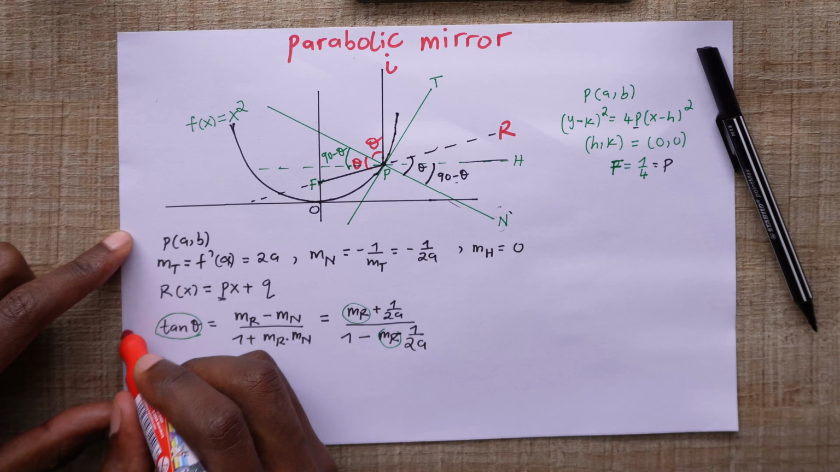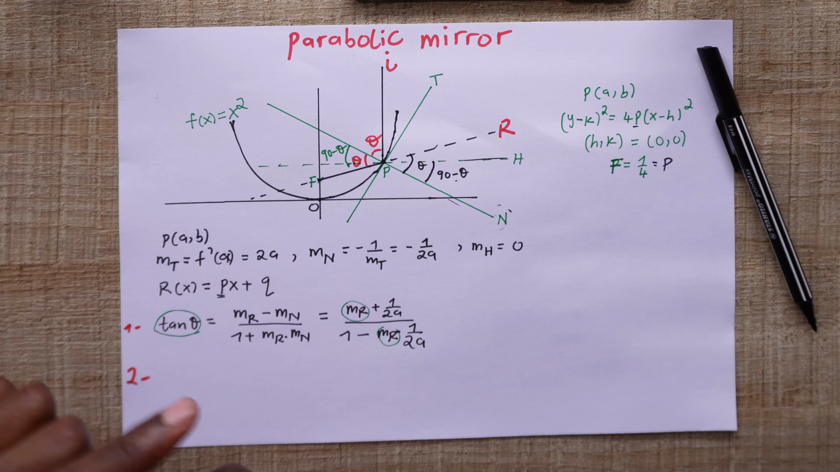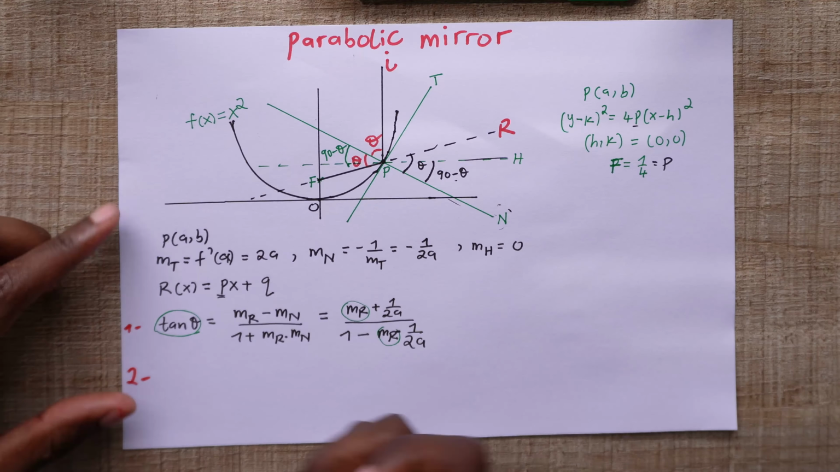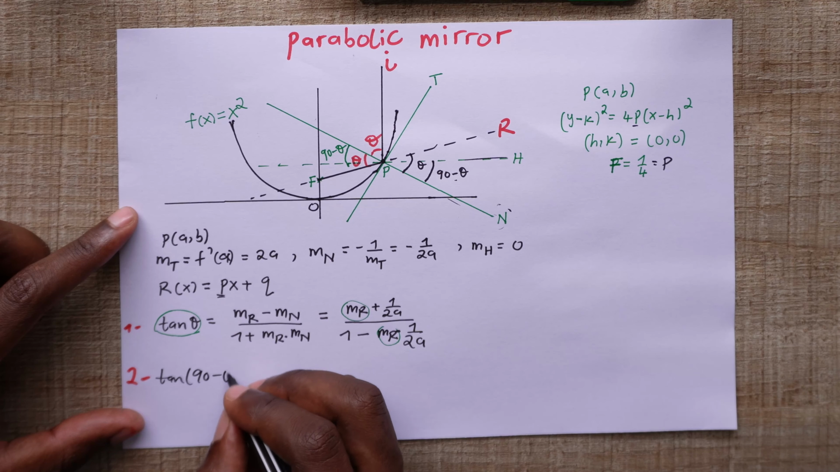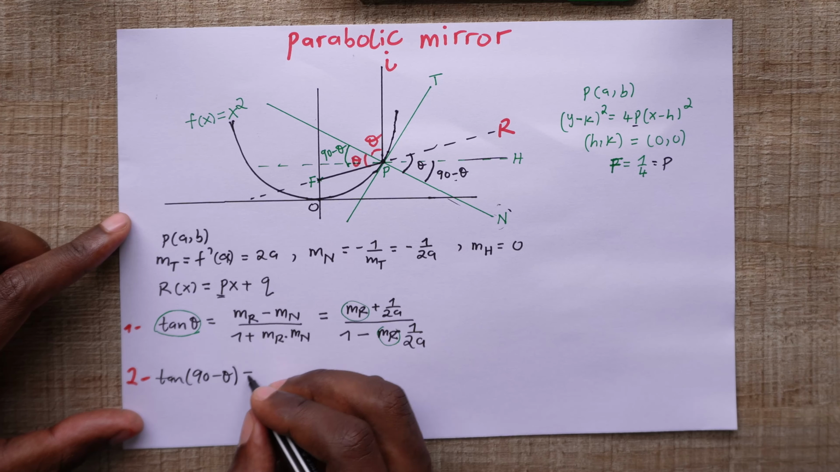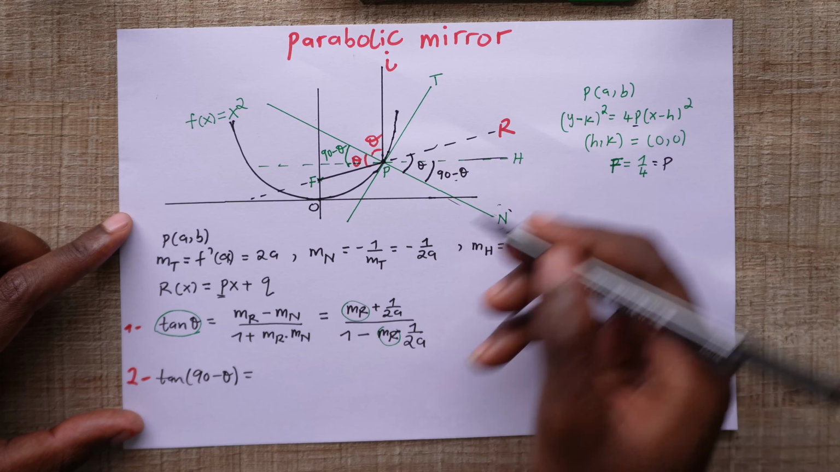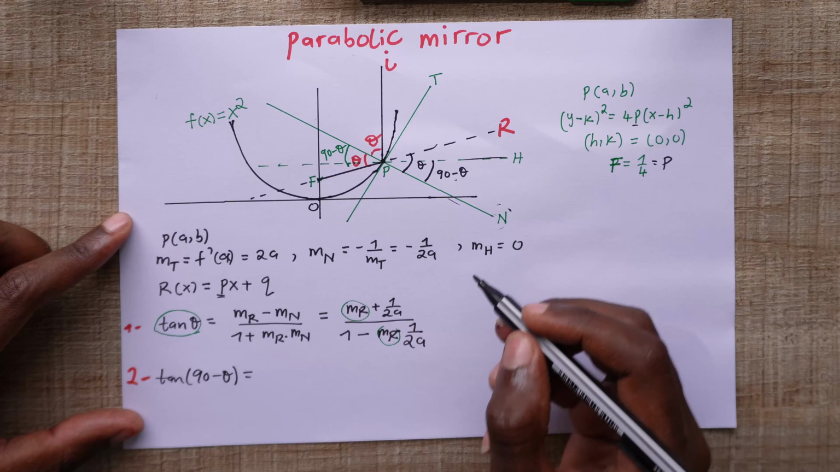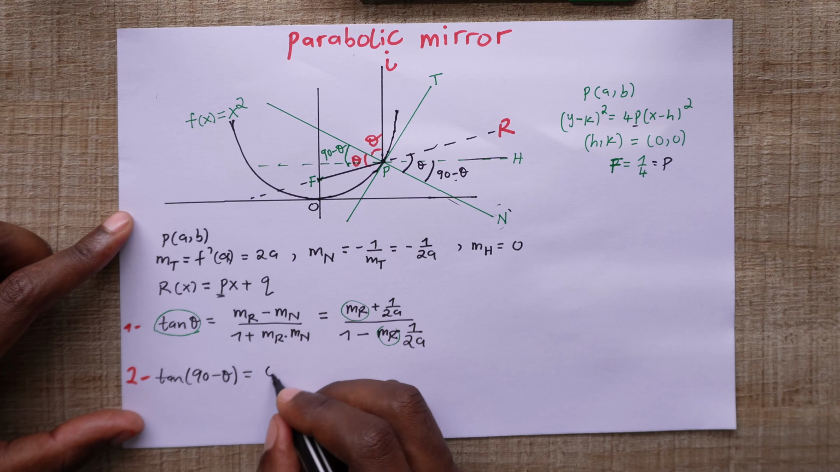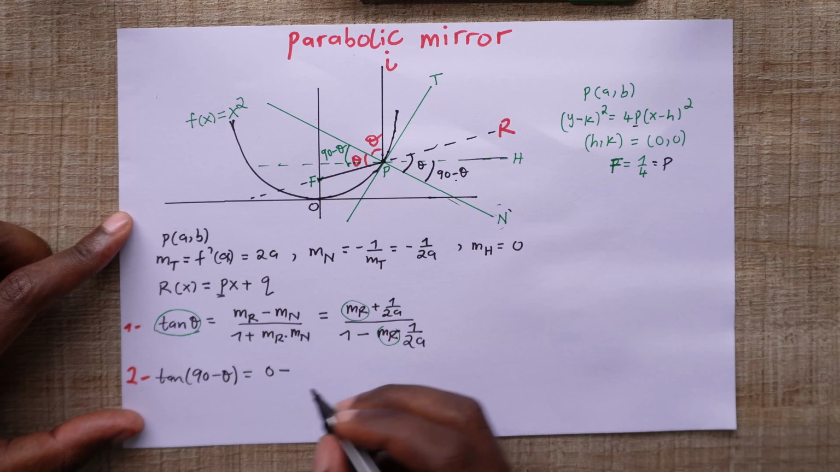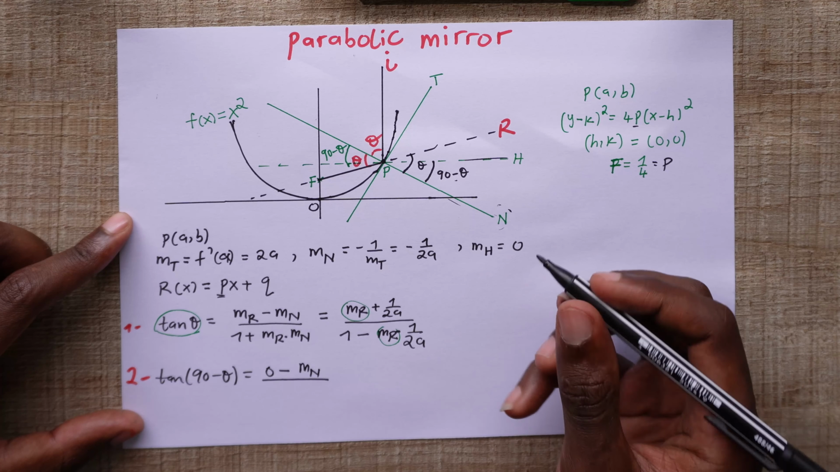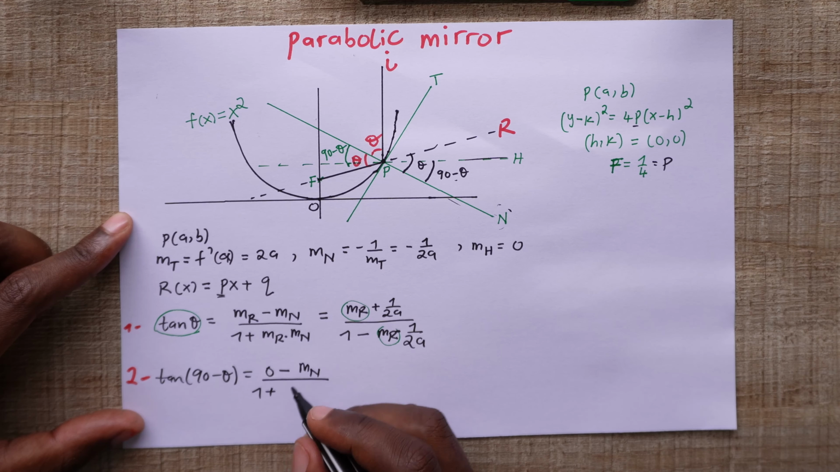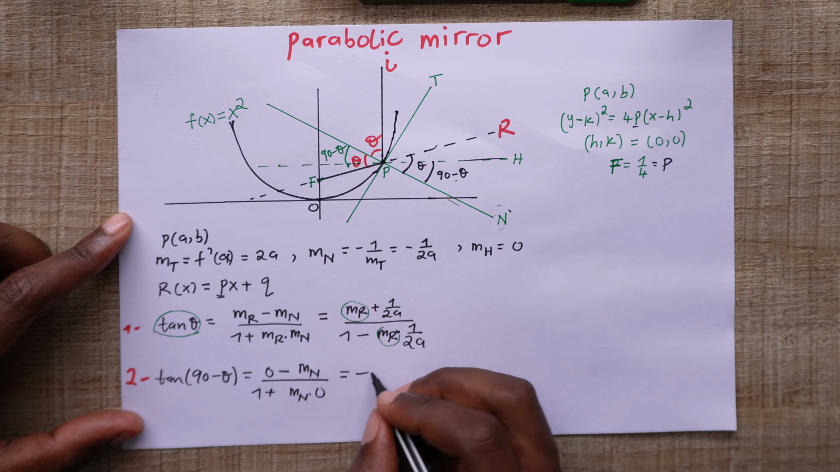Let's call this point 1. Let's call this point 2. So we can also write that tangent of 90 minus theta. Again, we apply the same relation for these guys. It's going to be the gradient of the horizontal line, which is 0, minus the gradient of the normal, which is mn, divided by 1 plus the product of the two slopes. So that's just negative mn.